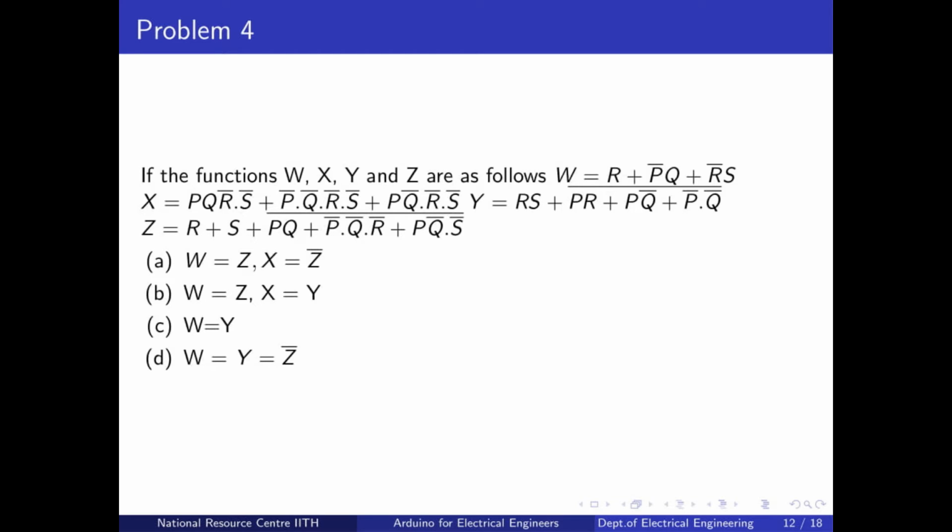Options: A. w is equal to z, x is equal to z bar. B. W is equal to z, x is equal to y. C. W is equal to y. D. W is equal to y is equal to z bar. We have to check which of the options are right. I mean, the conditions in the options are right.